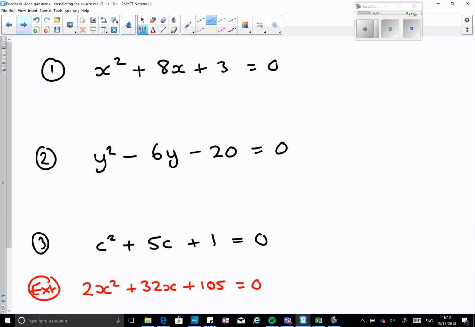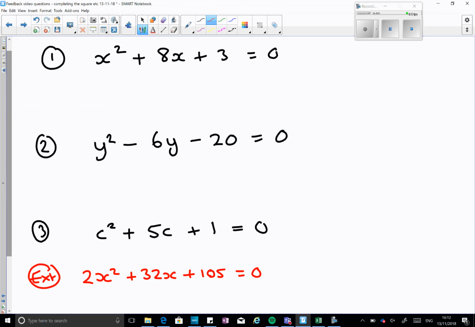Here are some questions I'd like you to have a go at, please. So I'd like to solve these equations by completing the square. 4 questions here, and I've got an extension question for you at the end if you want to have a go at that.